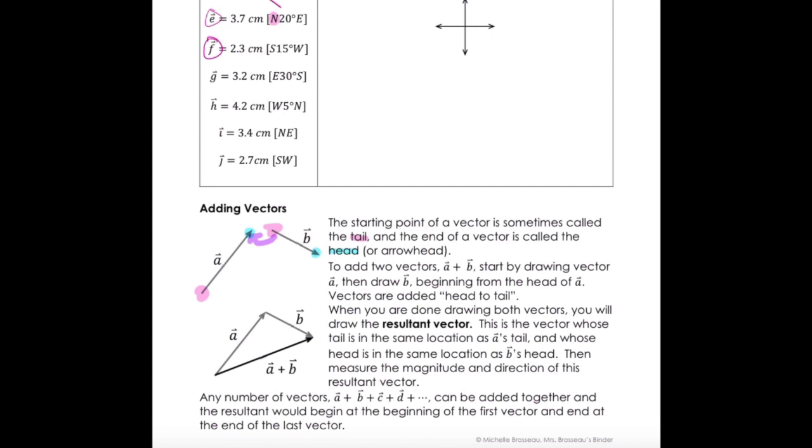So when you're done drawing both vectors, you will draw a resultant vector. The resultant vector is here. So from point A to the end of point B, this would be the resulting vector. So it's going to be at the tail of A and at the head of B. Then we can measure the magnitude and direction of this resultant vector. If we had a protractor and a ruler, we could actually measure out this line.